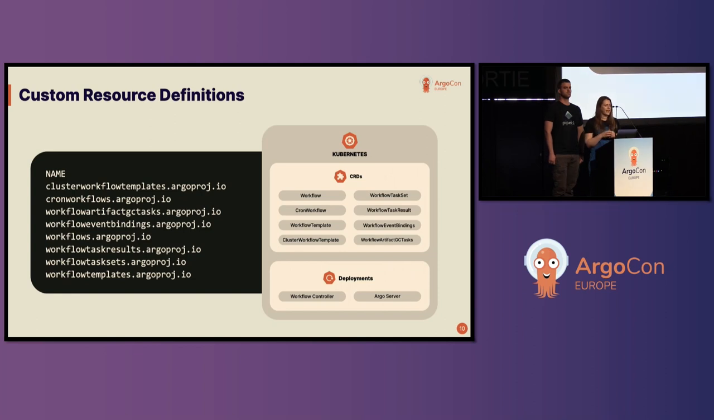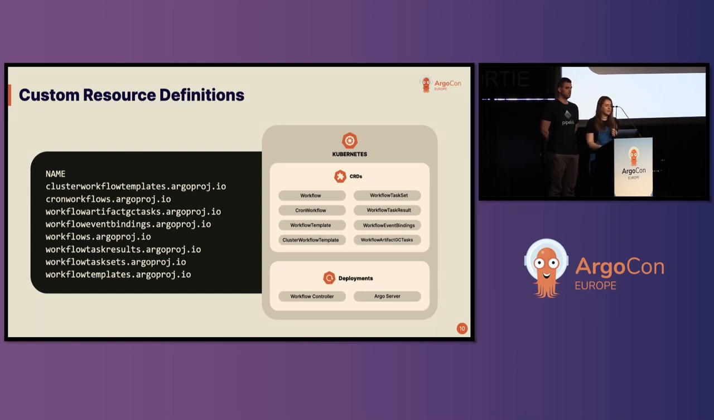Some of these resources handle the creation and management of workflows, and there are 4 CRDs that we could broadly place into this category. These include the workflow CRD, which we've already mentioned, and the cron workflow CRD, which unsurprisingly is for running our workflows on a schedule. We also have the workflow template and cluster workflow template CRDs, which we can think of as allowing us to define a library of reusable workflows for use within either a namespace or a cluster.